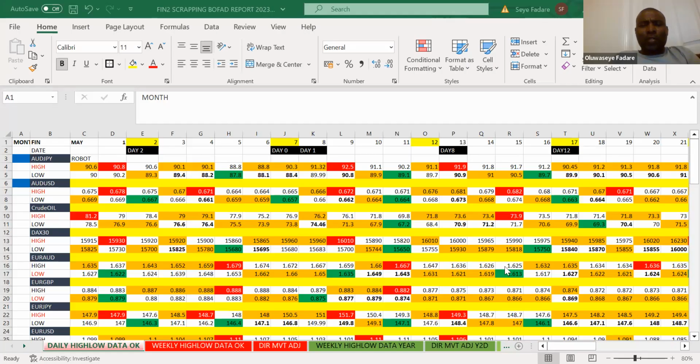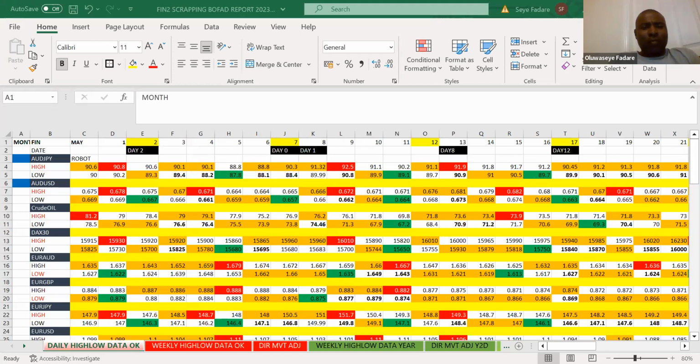Welcome today to our lesson on the scrapping report. I just want to show you the format of the templates and how to identify moves from this template. This template is our review of the month of May 2023.